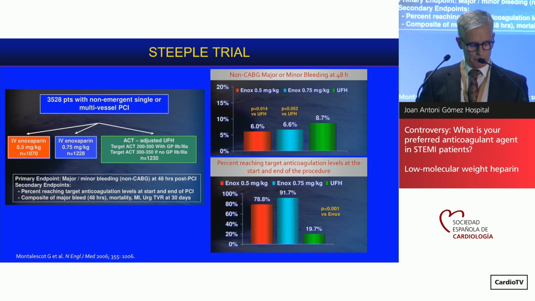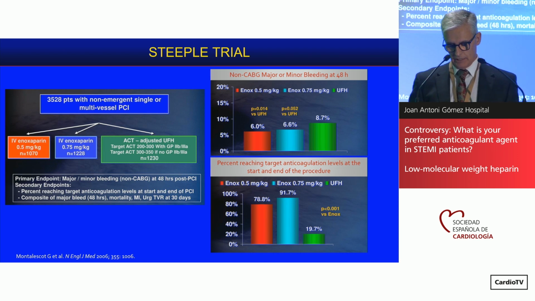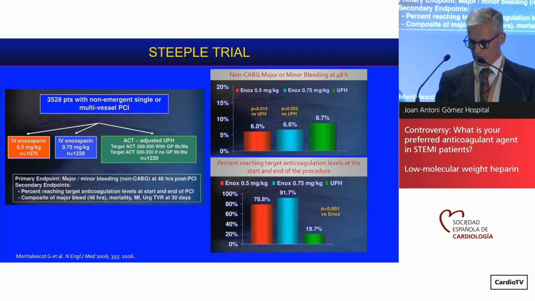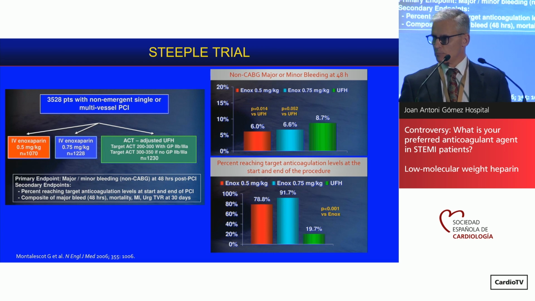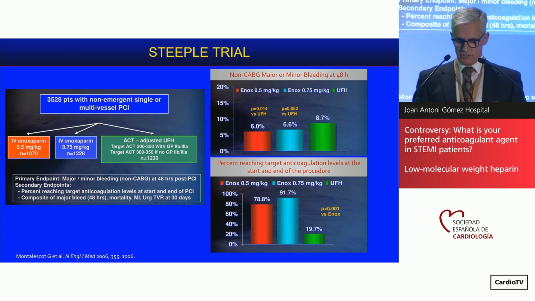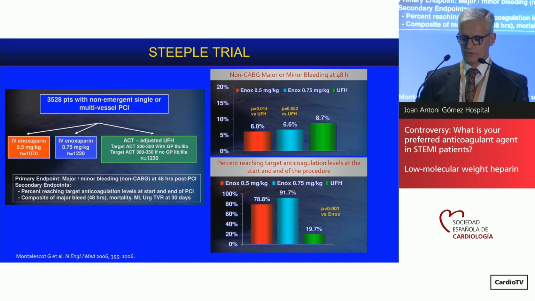One of the secondary endpoints was the percent of patients reaching the target anticoagulation during PCI, either at the moment of the start or at the end of the procedure. As you can see in the top right and the bottom right, the patients that achieve these target anticoagulation levels are close to 80 to 90% with enoxaparin, and less than 20% with unfractionated heparin.